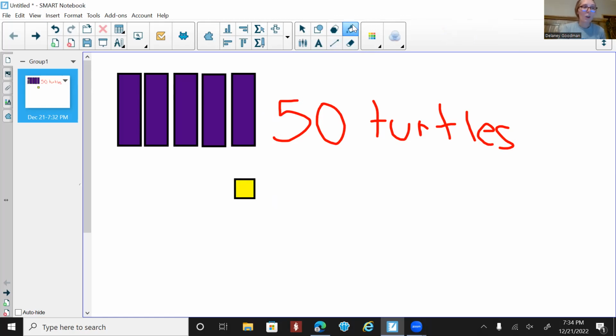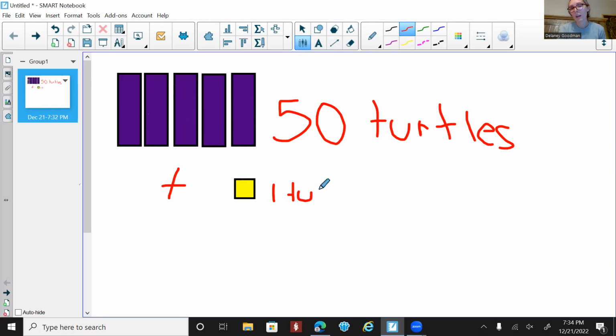So first I have my 50 turtles, and then I have one turtle that comes and joins, okay? So I'm just gonna put "tur," but that's supposed to be turtle, okay? So I have 50 turtles plus 1 turtle, right? Okay, now that I have my 50 turtles, and then I have the 1 turtle that joined, now I can put it together and I can count it, okay?